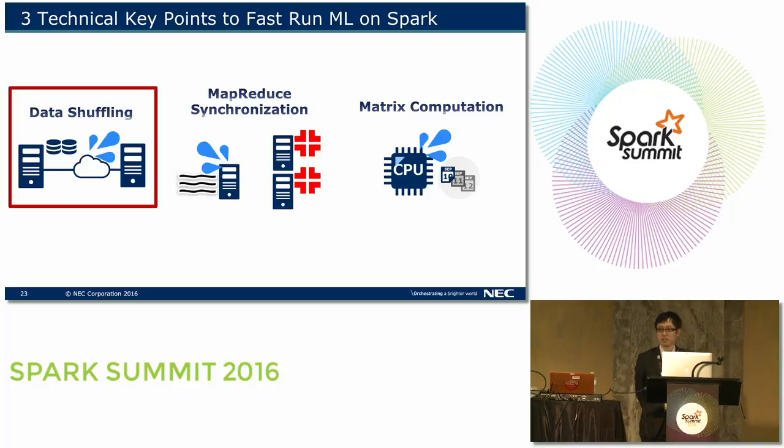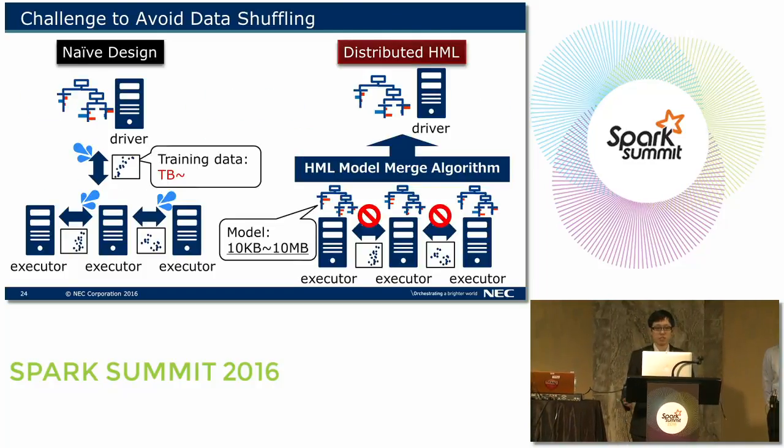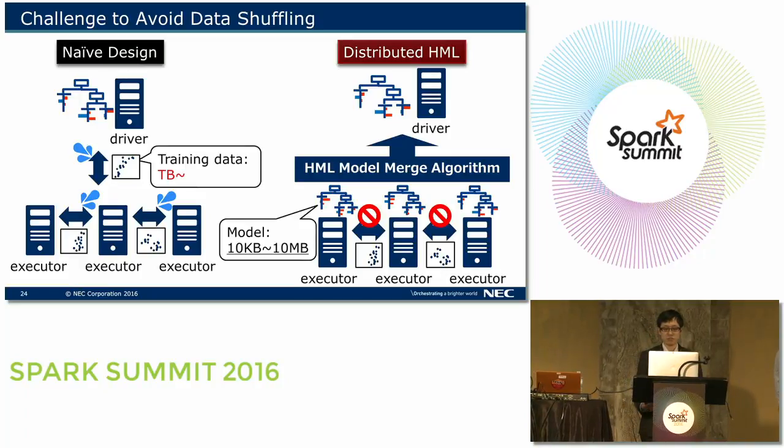So the first one is data shuffling. Avoiding data shuffling is very important to run a machine learning algorithm fast on Spark. Even if Spark reduces disk accesses, huge network accesses delay the execution because network access is much slower than CPU computation and memory access. The important point in this discussion is the size of the training data. It is over 10 terabytes. If we design the algorithm so that it requires referring to all training data, the executors must shuffle the training data between them, so huge data accesses happen.